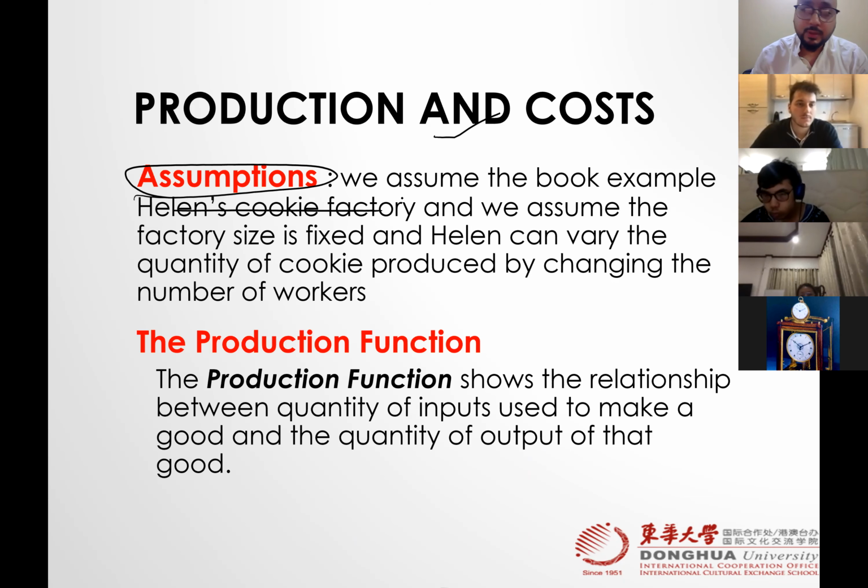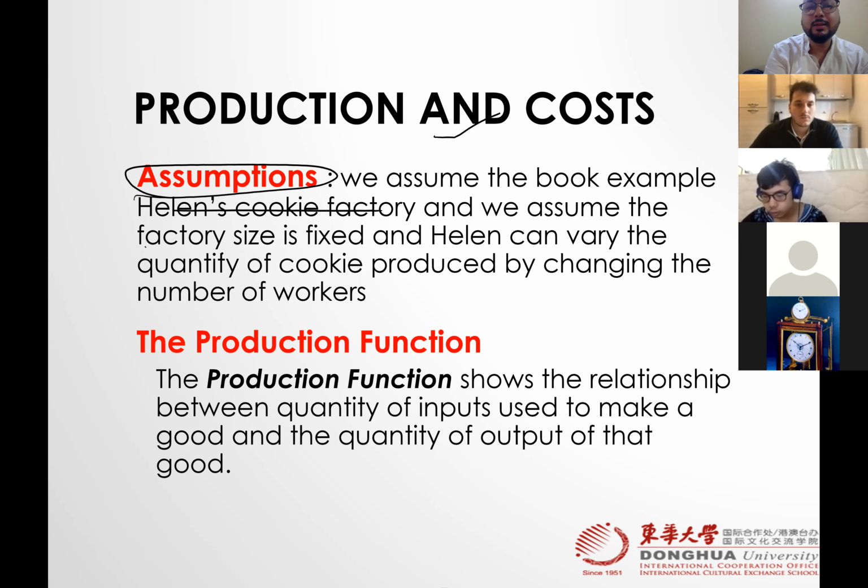The one thing that we assume is that if we want to increase production, we cannot increase the size of the factory. It means the size of the factory is fixed. So production cannot be increased or decreased with respect to the size of the factory. So the only option left to increase production is by employing more workers.